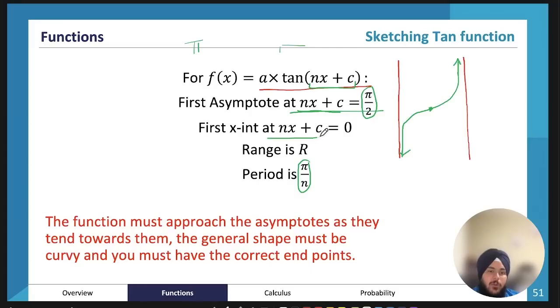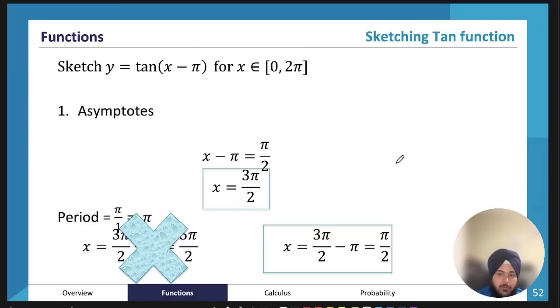The first x-intercept is going to be at nx + c, whatever's inside the bracket, letting that equal 0. Again, because if there were no transformations, the tan function would have its first x-intercept at 0. The range for the tan function is R, as you can see here. It goes up to infinity and down to negative infinity. Also make sure that your function is always approaching the asymptotes and never actually touching them. And you need to label your x-intercepts and your asymptote equations. Here's a practice question quickly.